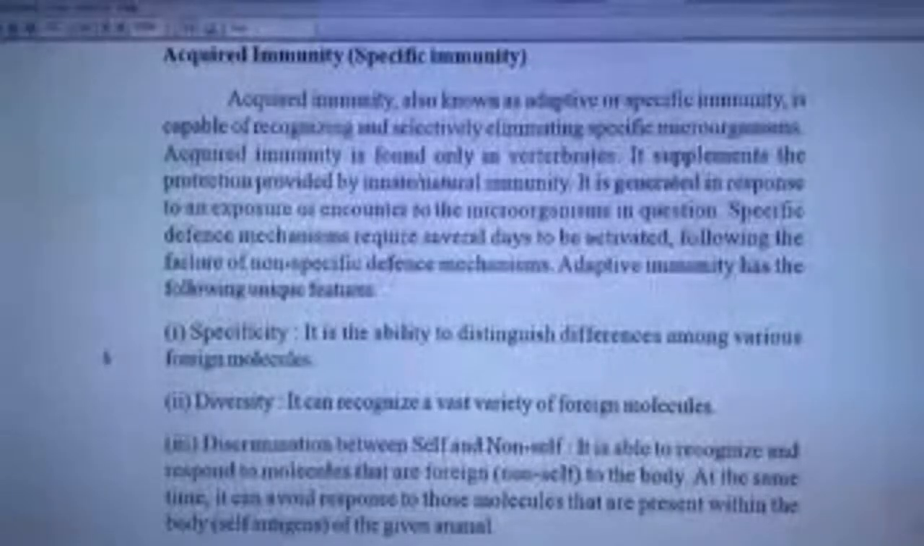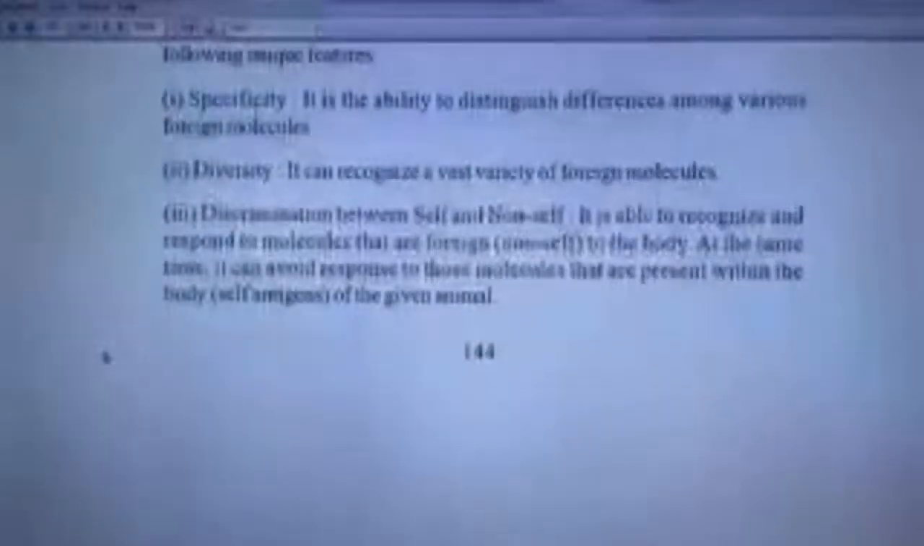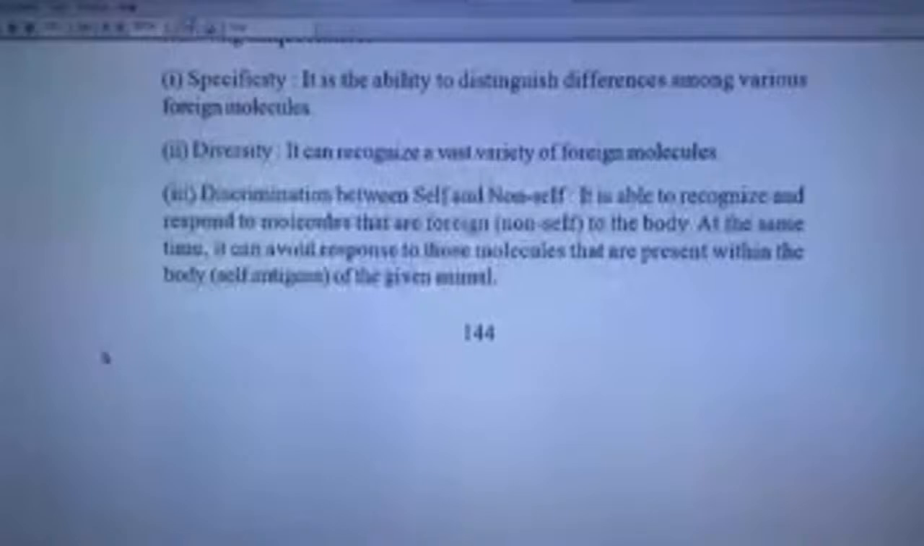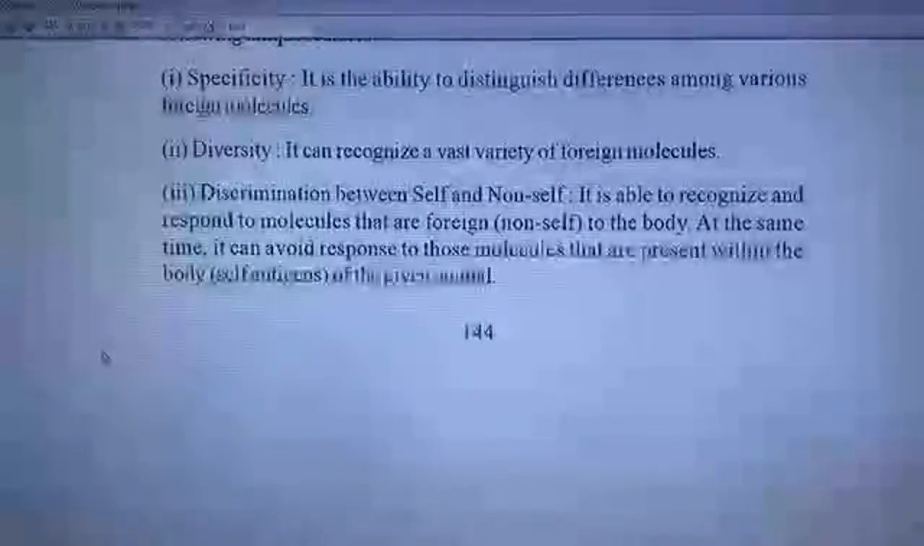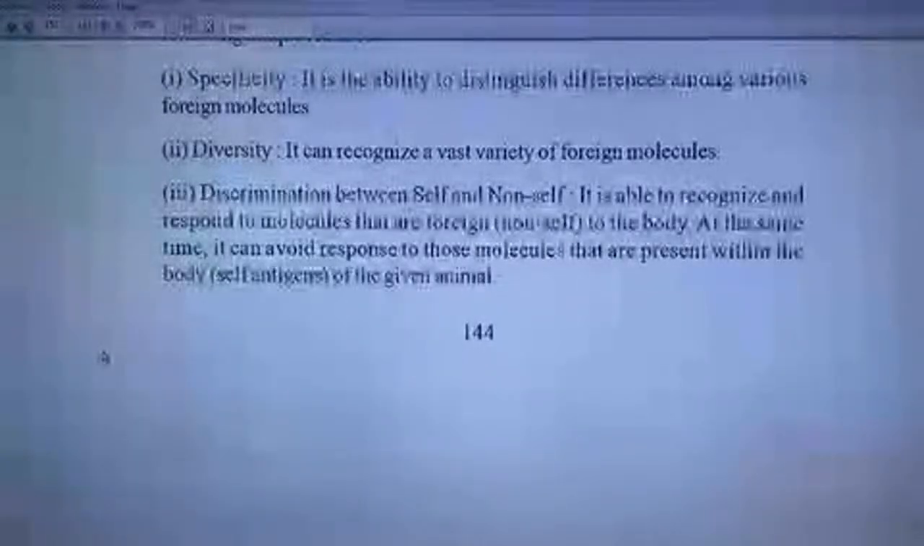Adaptive immunity has the following unique features. 1. Specificity. It is the ability to distinguish differences among various foreign molecules. 2. Diversity. It can recognize a vast variety of foreign molecules. 3. Discrimination between self and non-self. It is able to recognize and respond to molecules that are foreign, non-self to the body. At the same time, it can avoid response to those molecules that are present within the body, the self antigens of the given animal.